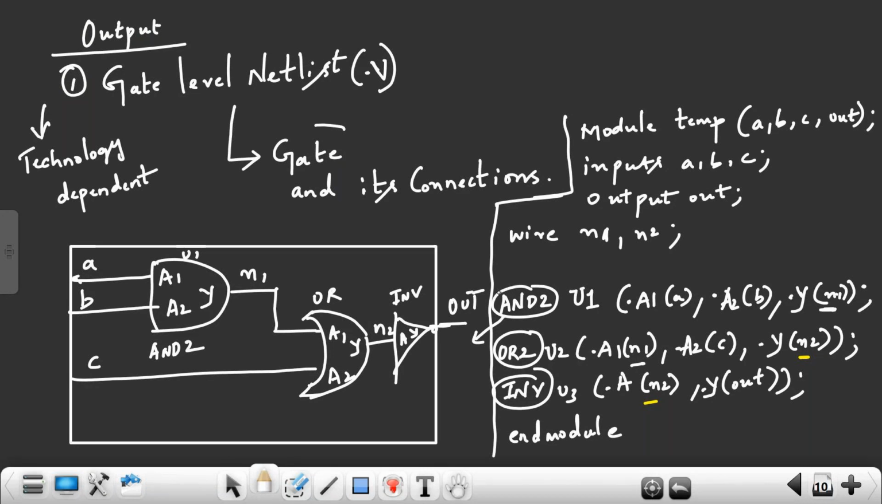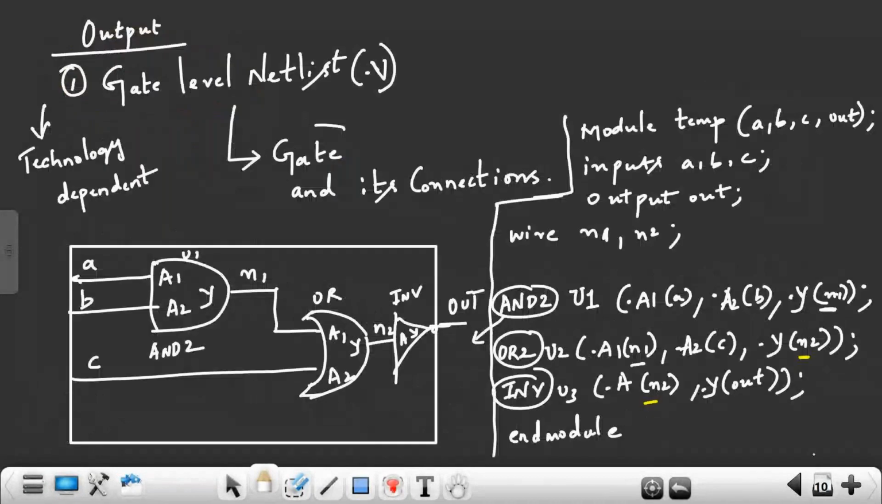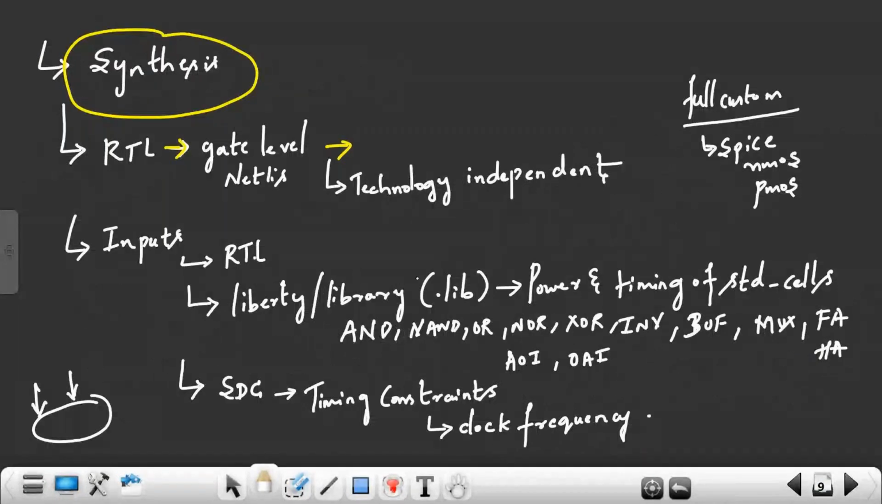AND operation. This is having this much delay. This is having this much power consumption. That is present in which file? Liberty file. When a netlist is there, along with that, what should be present? Liberty file should be present. And this Liberty file is different for different technology.